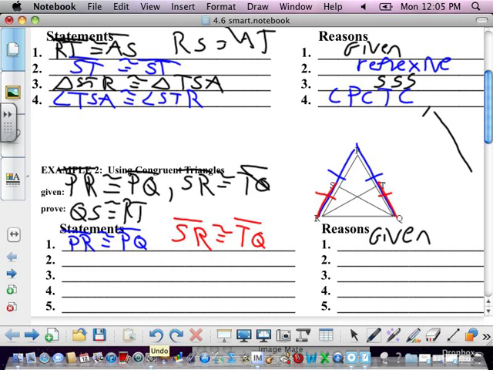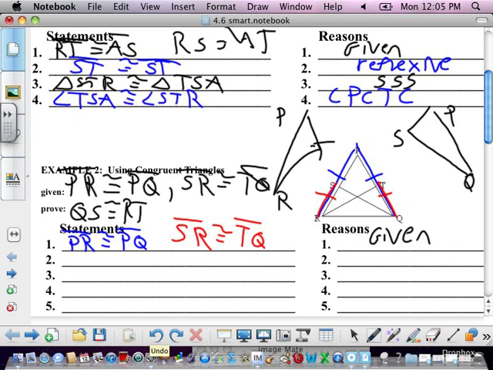We're going to use PQS, and we're going to use STQ. PTR. Okay. This is where it gets a little complicated.